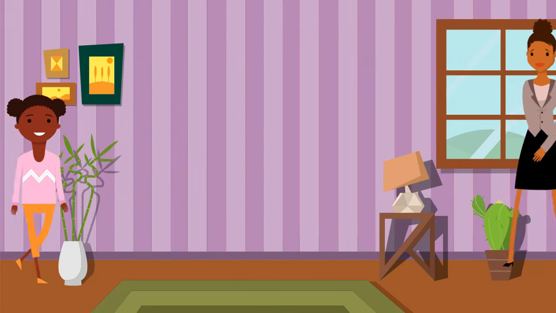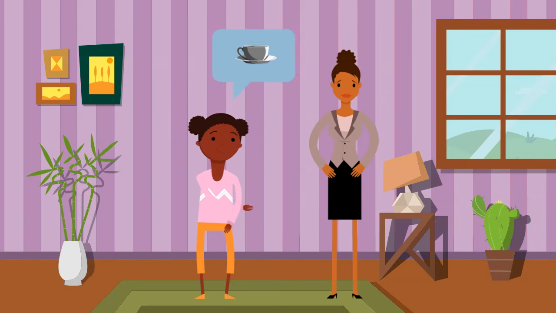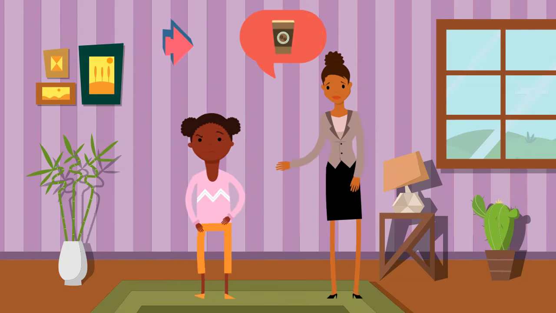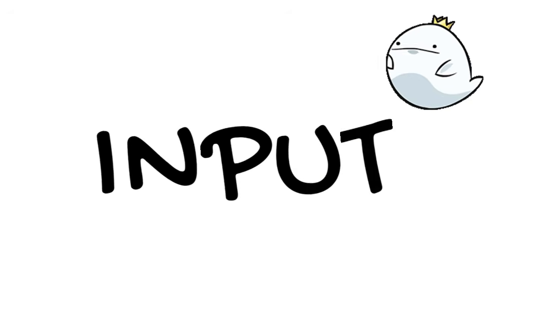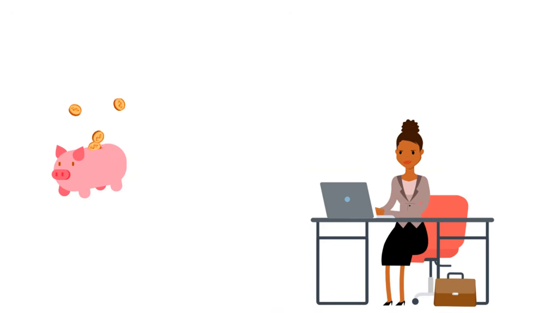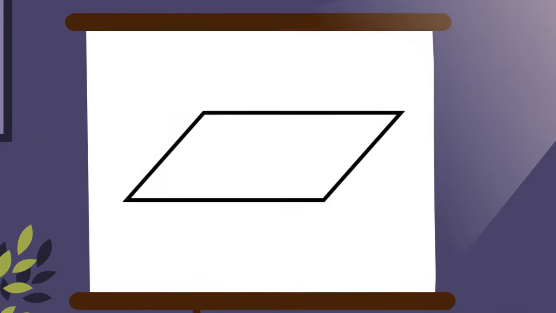The first thing we did was ask our mom how she liked her coffee. Whenever you're solving a problem and have to ask a question, you're going to get an answer. We call this answer input. This is because your mom is inputting information into your solution so that you can use it to solve the problem. We use a parallelogram in order to represent this.